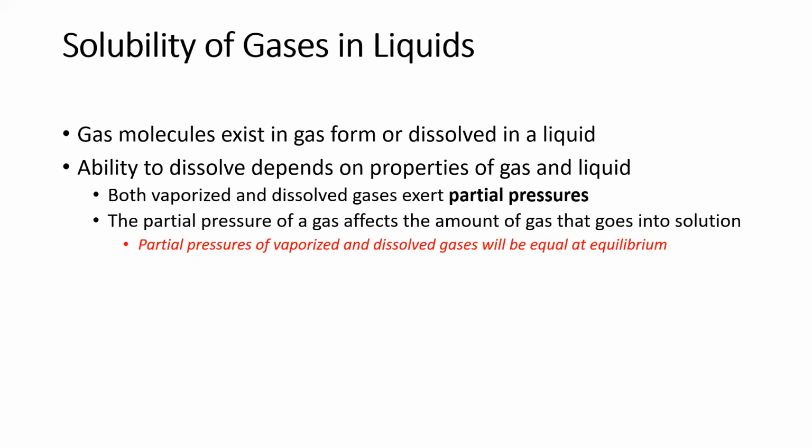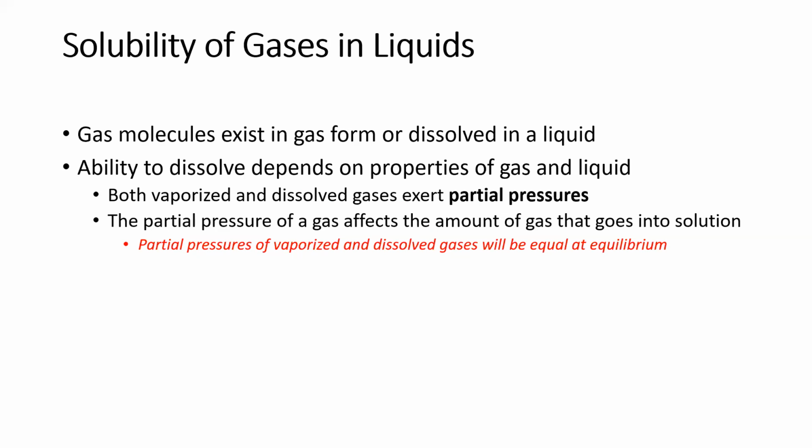Okay, so a gas can exist in two forms. It can exist in its gas or its vaporized form, and then it can exist in its liquid or its dissolved state. And so the ability of a gas to dissolve depends on the properties of the gas as well as the liquid. We basically have to think about the partial pressure of the gas in the vaporized state and the partial pressure of the gas in the dissolved state. And after that gas has dissolved into that liquid solution, we now see that the partial pressure of the vaporized state and the partial pressure of the dissolved or the liquid state are at equilibrium.